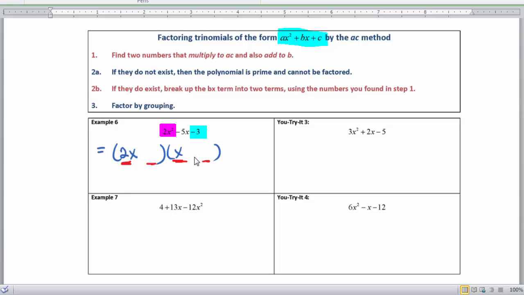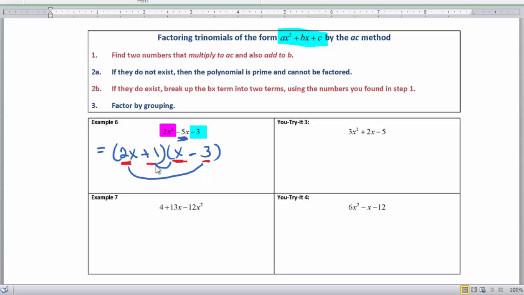So what you kind of have to do here is see what's going to work by playing with the outer and inner terms. So let's just say I put a 3 here, or a negative 3 here. Now my outer term would be a negative 6x, and I need my middle term here to be a negative 5x. So if I had a negative 6x, and then I put a positive 1 here, that would make the inner term a plus 1x.